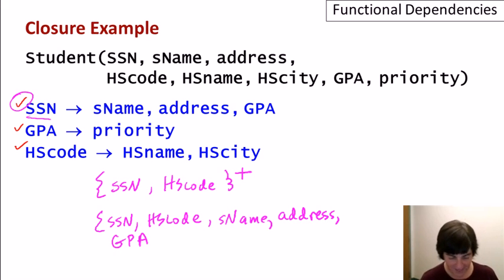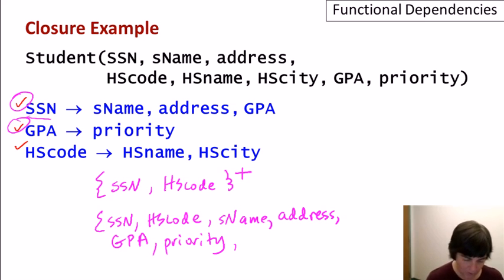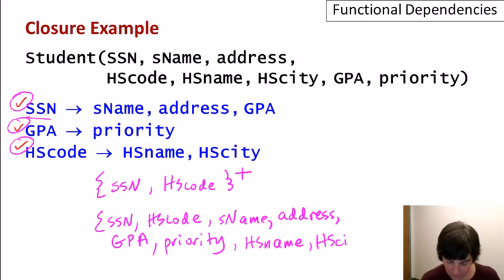Now let's repeat again. Because we have the GPA, our second functional dependency tells us we can add the priority. And that's it for that one. And then since we have the high school code in the set, our third one tells us that we can add the high school name and the high school city. And at that point, we certainly know we're done because we've actually got the entire relation.